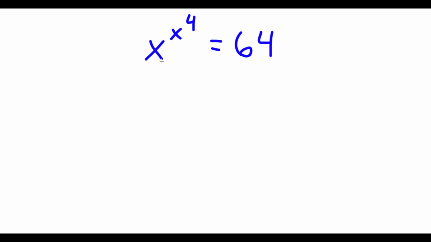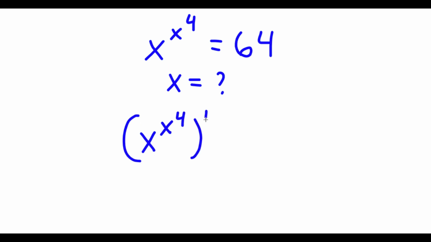All right, so in this problem, I have x to the power of x to the power of 4 is equal to 64. So I need to find the value of x here. For my solution, I'm going to first start by taking the power of 4 on both sides. So now I have x to the power of x to the power of 4 to the power of 4 is equal to 64 to the power of 4.